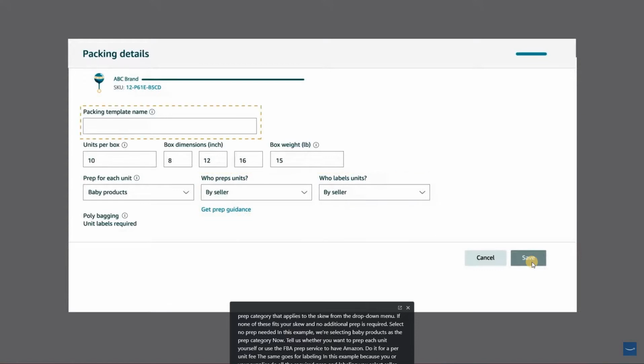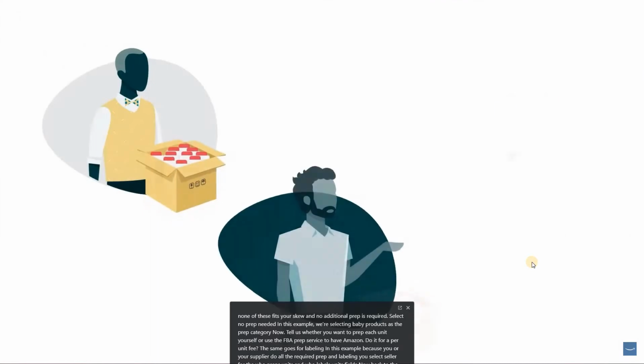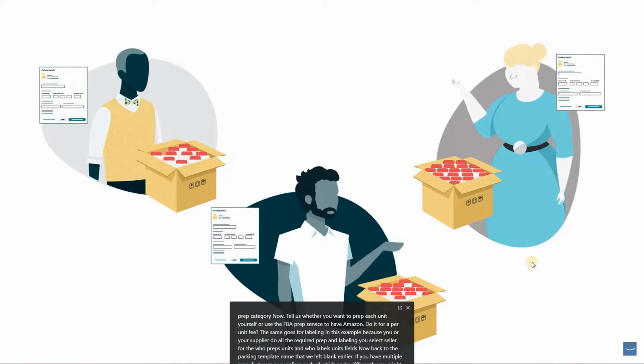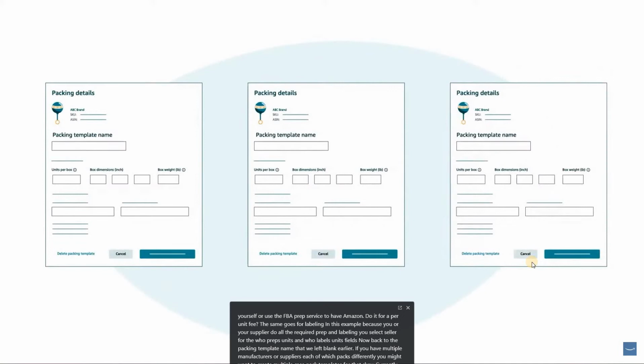Now back to the packing template name that we left blank earlier. If you have multiple manufacturers or suppliers, each of which packs differently, you might want to create multiple case pack templates for that SKU. Currently, Send to Amazon lets you create up to 3 case pack templates for each of your SKUs. Make sure to name each template so they're easy to tell apart.